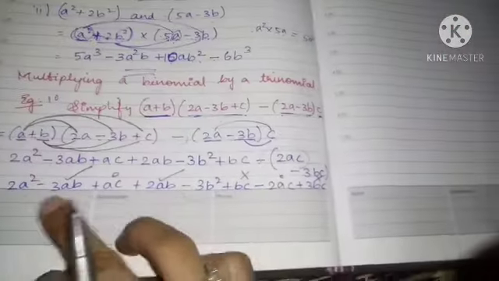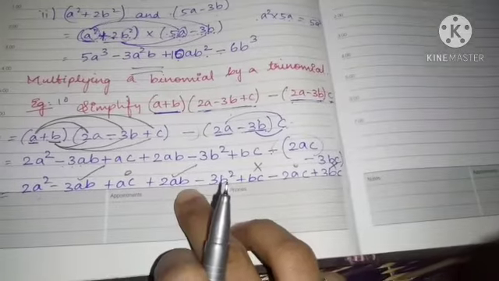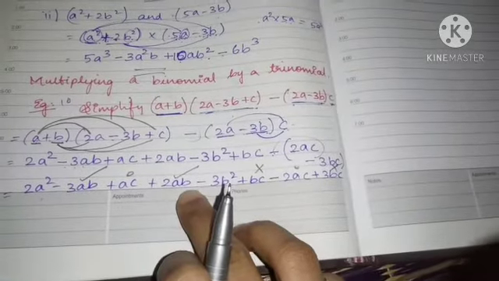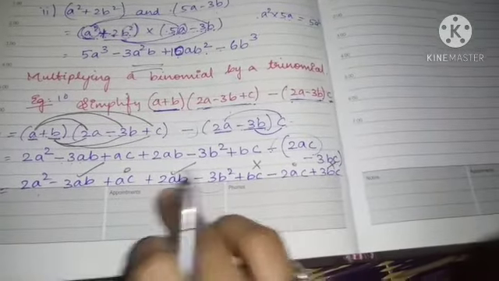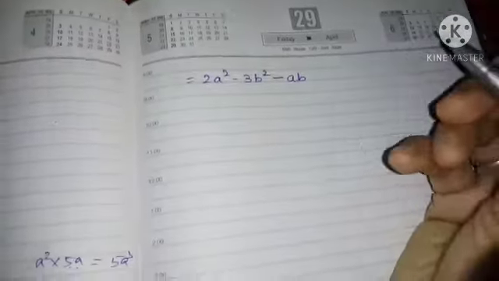Next, minus 3AB plus 2AB. So what is the answer? Minus 3AB plus 2AB means minus AB, which means minus 1AB. That I have written as minus AB.